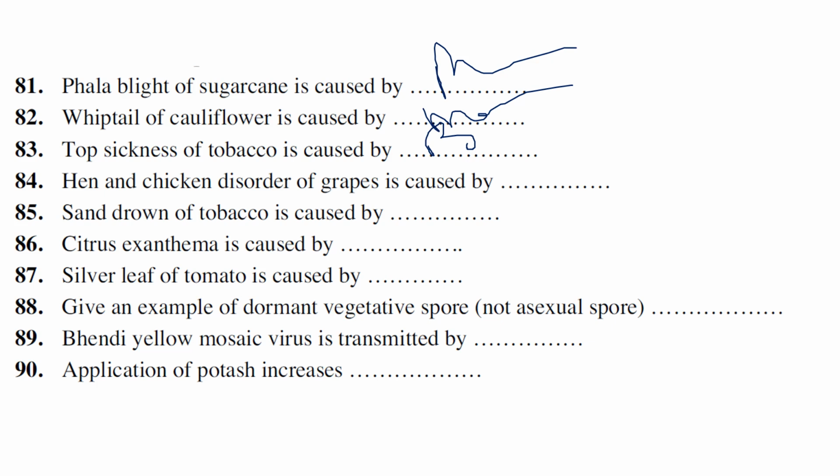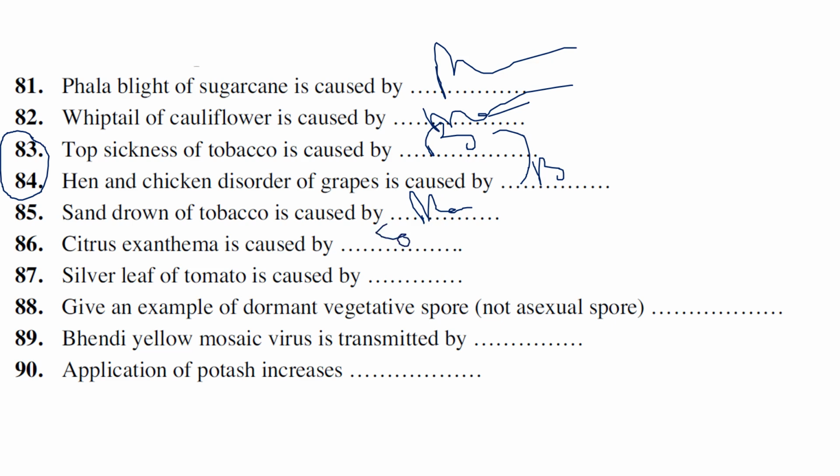Next one is hen and chicken disease, which is also boron deficiency. Both top sickness of tobacco and hen and chicken disease of grapes are caused by boron deficiency. Sand run of tobacco is caused by magnesium deficiency, not manganese. Pahala blight is manganese, whiptail is molybdenum. Top sickness and hen and chicken are boron. Sand run of tobacco is magnesium, not manganese, magnesium. Okay, so citrus exanthema is a copper deficiency.